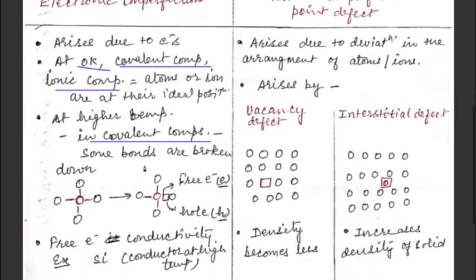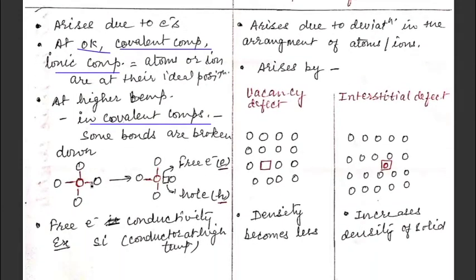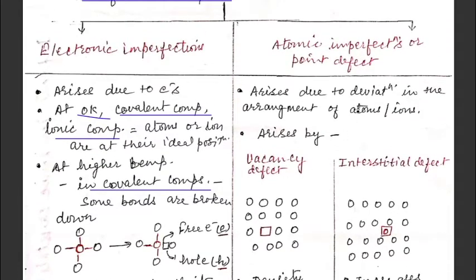At higher temperature, in any covalent compound, some of the covalent bonds start to break down, and due to breaking of these bonds, some electrons get free, and at the place of that covalent bond, a hole is created. So this is the defect in the compound, and due to the presence of these holes and extra electrons, covalent compounds show electrical conductivity.